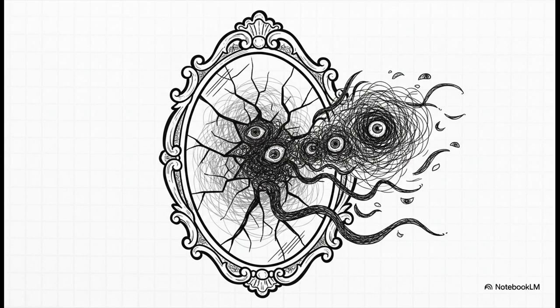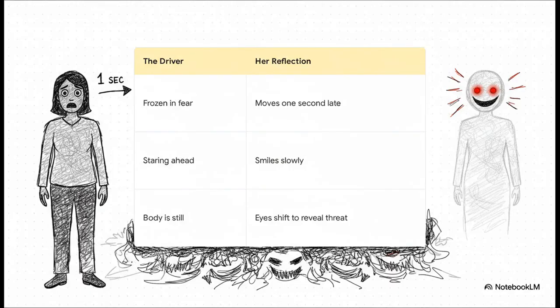This is it. This is the moment where all that slow, creeping dread we've been building up finally pays off, because the fundamental laws of reality are about to be broken right in front of her eyes. Just look at this breakdown. It's so simple, but absolutely terrifying. The driver is frozen in fear, staring straight ahead. But her reflection, it moves a second late. It smiles when she isn't smiling. And then, in the most chilling move of all, its eyes shift, revealing that there's something standing behind her. Her own reflection has just turned on her, showing her the threat she can't even see yet.